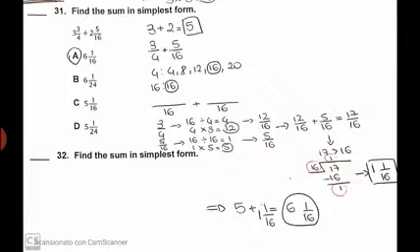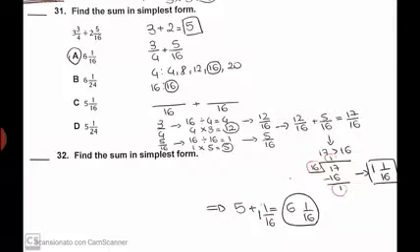We write the two times tables, 4 and 16. 4 is 4, 8, 12, 16, 20, and so on. 16 is 16, 32, and so on. So the smallest common number is 16. So we write the two fractions with 16 as the denominator.